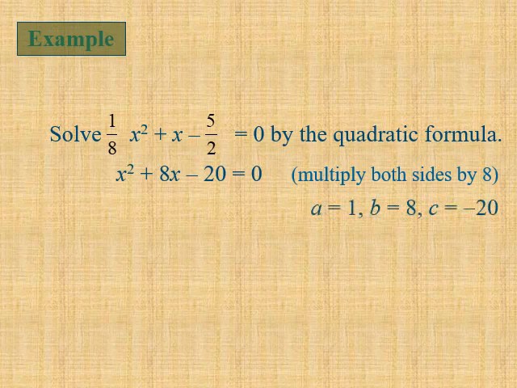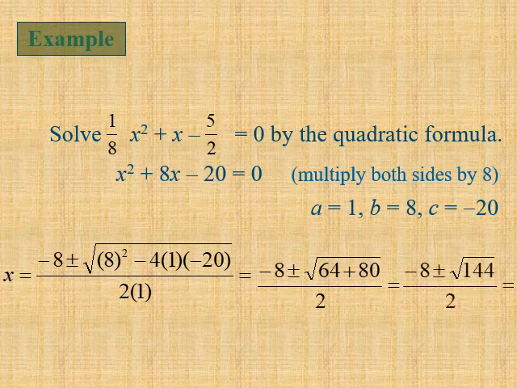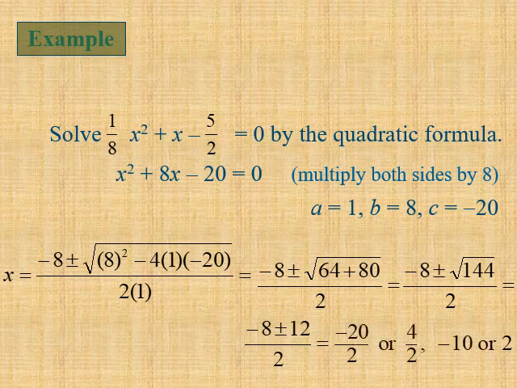Finally, a equals 1, b equals 8, c equals negative 20, and use x equals negative b plus or minus root b squared minus 4ac over 2a. Finally, after substitution, it will be negative 8 plus or minus 12 over 2. Finally, I can say that it's negative 20 over 2 and 4 over 2, so the solution equals negative 10, comma 2.